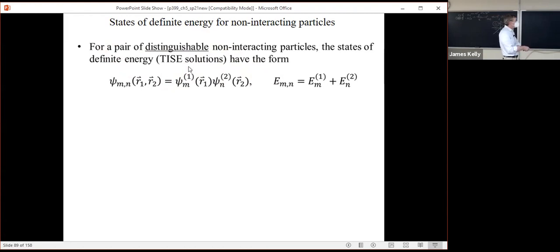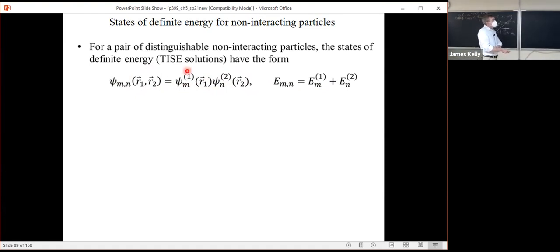They're distinguishable, okay? So what I'm saying here is that a state of definite energy as a function of R1 and R2 is just a product of the definite energy state for particle 1 times the state of definite energy for particle 2, as those functions of R1 and R2. And in this case, the corresponding energy is just the sum of the individual energies corresponding to these two states. That comes from a further separation of variables, which doesn't take much work at all.